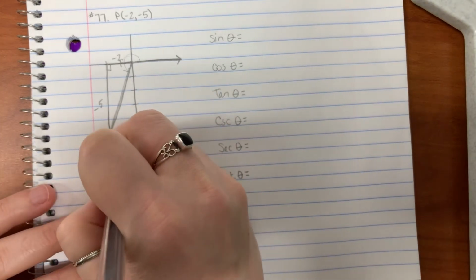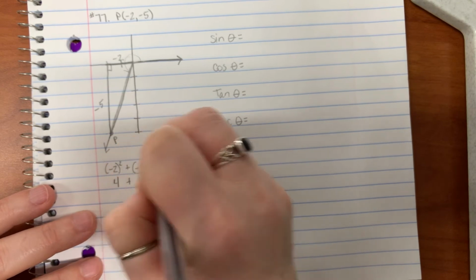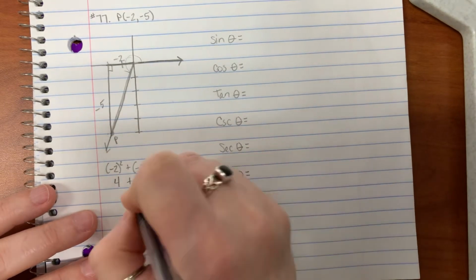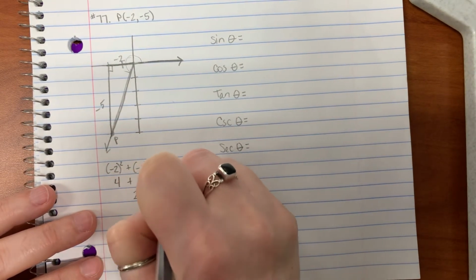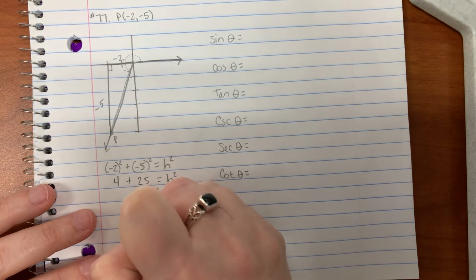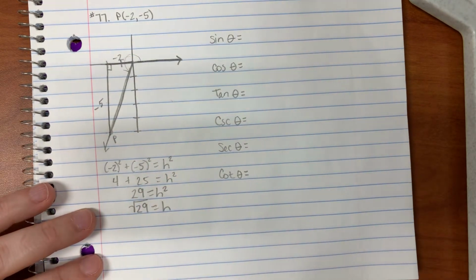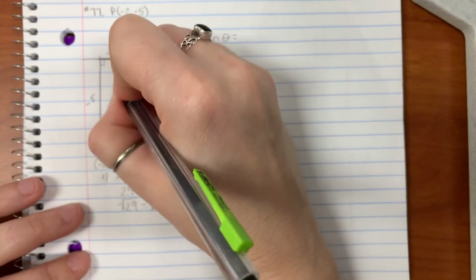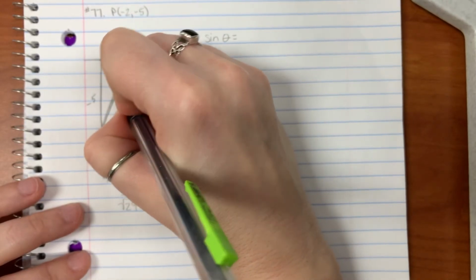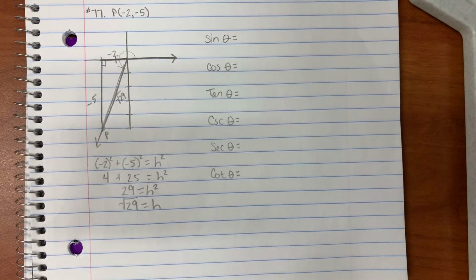Okay, 4 plus 25 equals h squared. So 29 equals h squared. So the square root of 29 equals h. So this right here, this hypotenuse, is the square root of 29, which is kind of ugly, but that's okay.